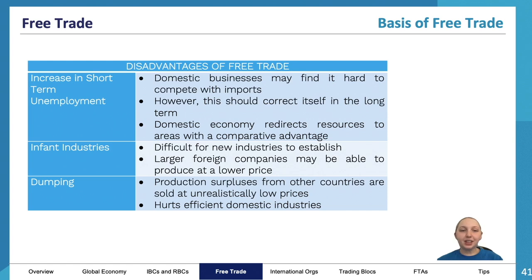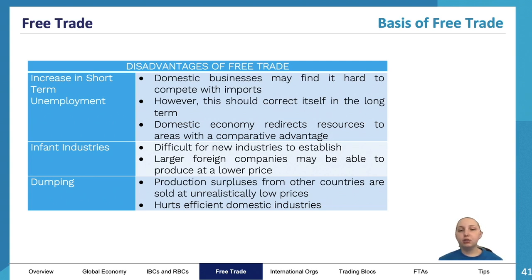Anyway, so domestic businesses may find it harder to compete with imports if they're not as protected. This is because they're just not as efficient as importing businesses, which means that people are going to buy imports because they're cheaper, because the more efficient something is, generally the cheaper it is.